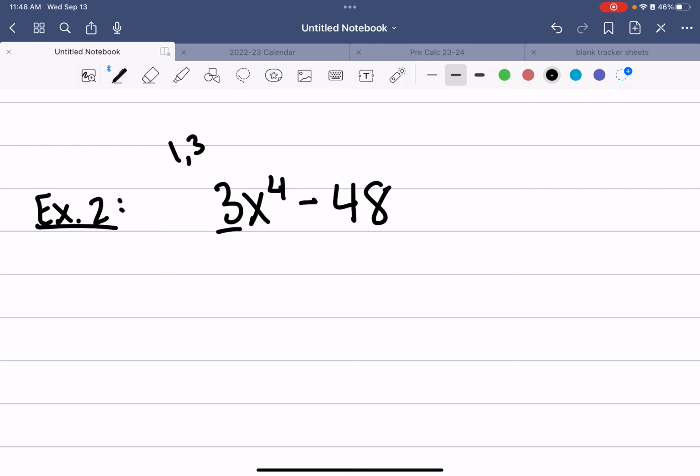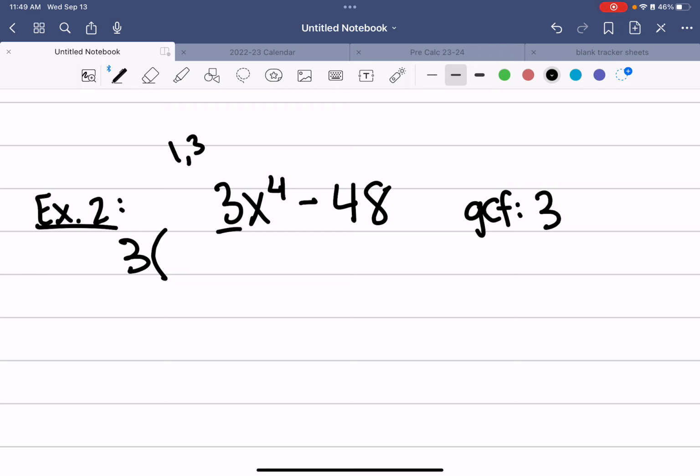If you're not sure how to do that in your head, you can always use a calculator, or there's a trick to know if it will divide in. Anything is divisible by 3 if you add up the digits and they add to a multiple of 3. So 4 plus 8 would be 12. That's why we know 48 can be divided by 3. And that will go in 16 times. So our greatest common factor is 3. Put that out front. And I'm going to divide out or factor out my 3.